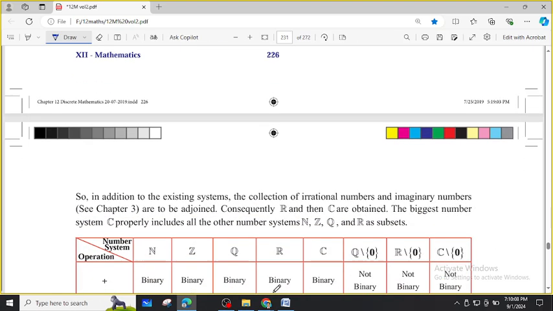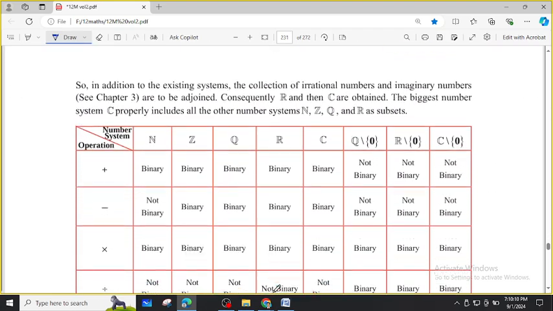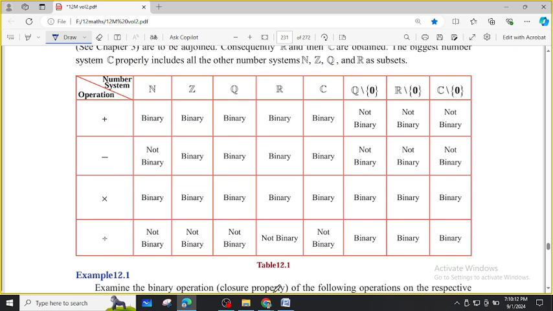Similarly, we can go with this table. This table talks about the entire number system, whether it is binary or not. First, addition is binary in natural numbers. If we take two numbers, 1 plus 2, again it is a natural number, but 1 minus 2 is not a natural number. 1 into 2 is a natural number. 1 divided by 2 is not a natural number, so division is not a binary operation over natural numbers.